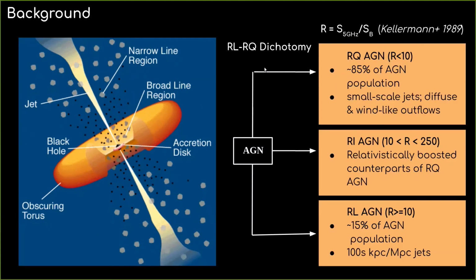This is the radio-loud radio-quiet dichotomy, which has been quantified by means of the radio loudness parameter R given by Kellermann et al. 1989, which is the ratio of 5 GHz flux density to optical V-band flux density. According to this definition, radio-quiet AGN have an R value less than 10 and radio-loud AGN have an R value greater than or equal to 10. There is yet another class of AGN with intermediate radio loudness values, and these are the radio-intermediate AGN. These sources are known to be the relativistically boosted counterparts of radio-quiet AGN.